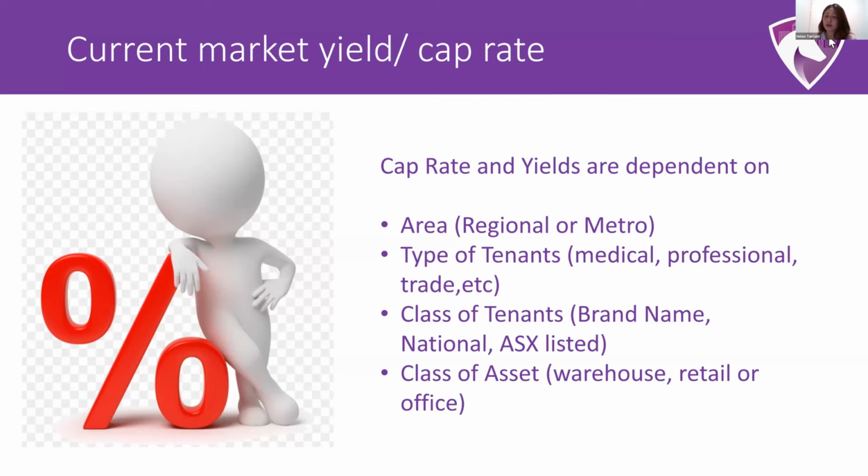Now, if you say you want to buy metro, but all of a sudden you don't want to buy medical and you want to buy a professional type tenant, so you might have an accounting, a law firm, or a professional service of some sort, let's say they're not a brand name, they're national tenants, then you're thinking, well, I can buy an office space. Well, all of a sudden now we might be looking at 6%, and in regional areas we might be looking at 8% because they're not the favorite of the month. So yields and cap rates change independently depending on the criteria. So that's why everyone's strategy is so individual.